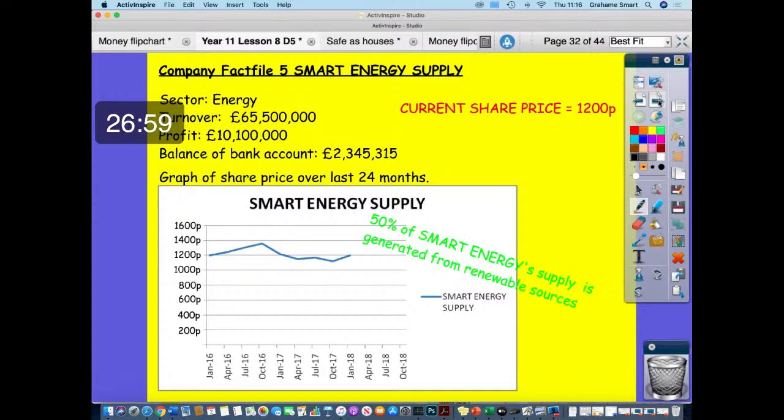Okay, folks, this looks to me like it might be really important, this statement in green. I hope you can all see that at home, because hopefully it comes up on your screen okay. 50% of Smart Energy Supply is generated from renewable sources.